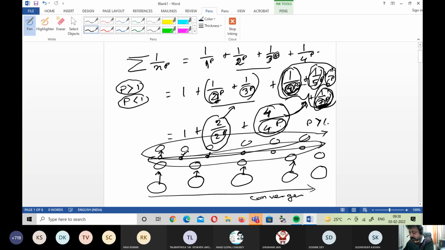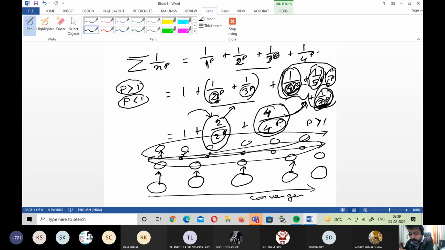Have you understood? Sir, can you please explain why you are taking two numbers as one group and the next 4 numbers as one group? For comparison. Now we want to transform this particular series into a geometric series using comparison.